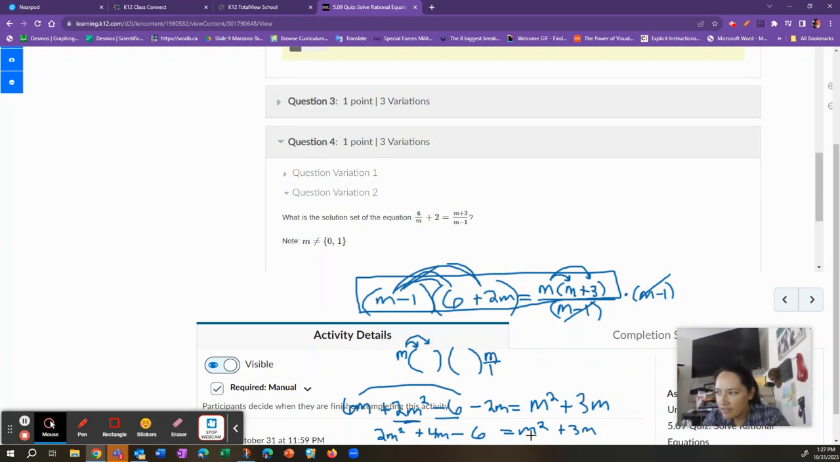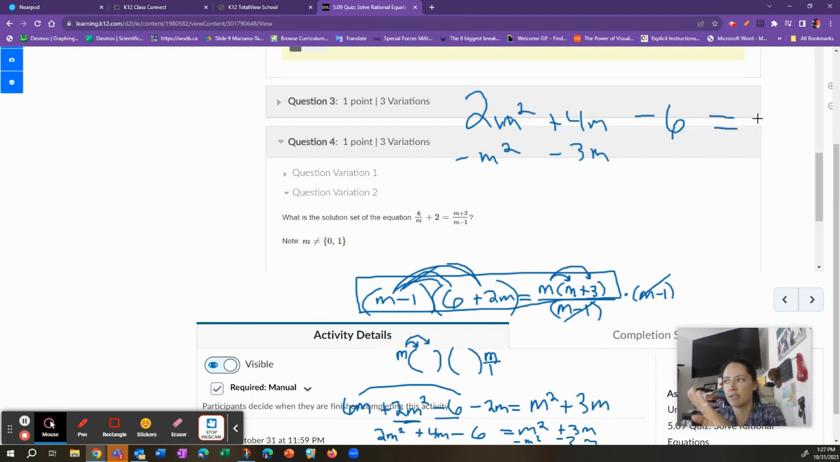So down here, we're going to subtract m squared, and we're going to subtract 3m. But we have to do that to this side. So let me write it for you. 2m squared, but I'm going to minus m squared, plus 4m, but I'm going to minus 3m, right? I'm trying to get it to one side. And then minus 6 stays the same, but I have to do this to both sides, and now it's equal to 0.